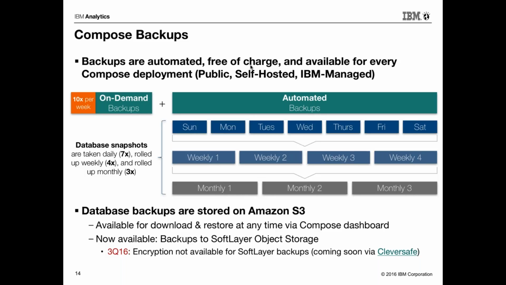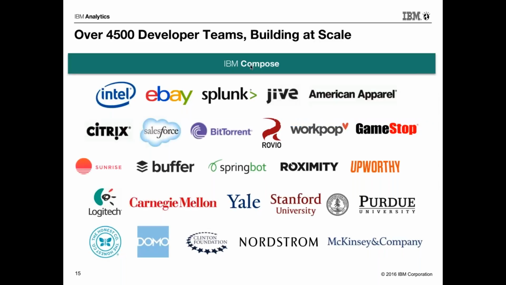Now, obviously, if you're deploying Bluemix-based Compose, we recommend that you use the object store because of the lesser latency in moving the data around. But if you're using AWS infrastructure, you definitely have the option of storing the backup in S3.